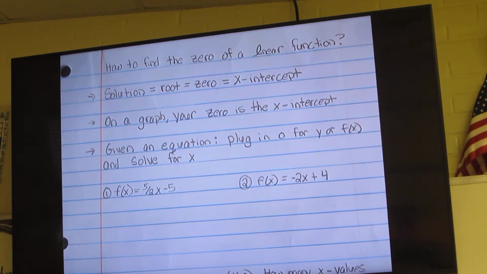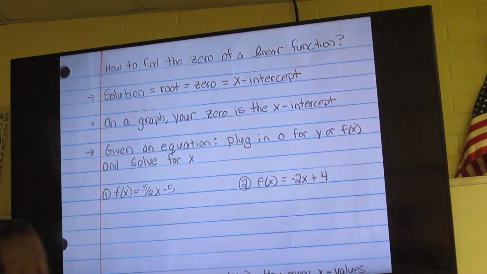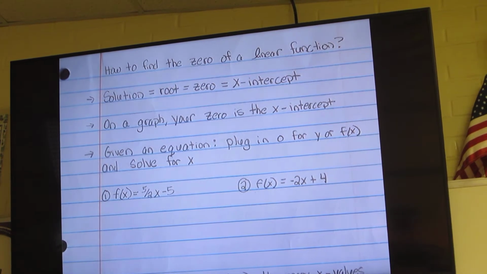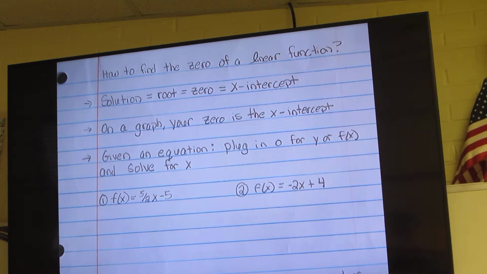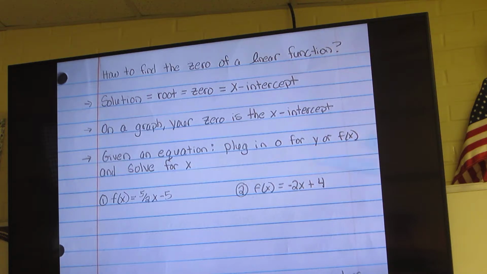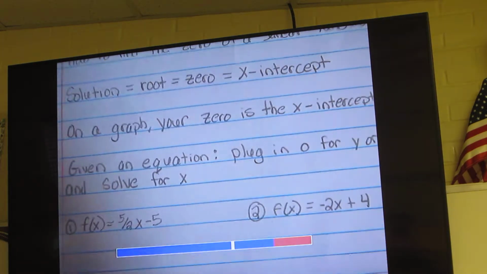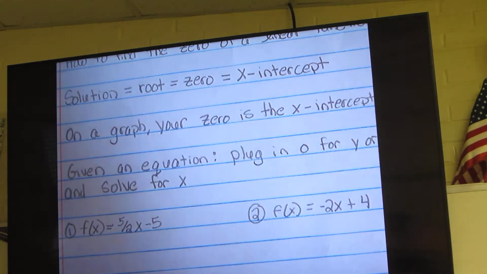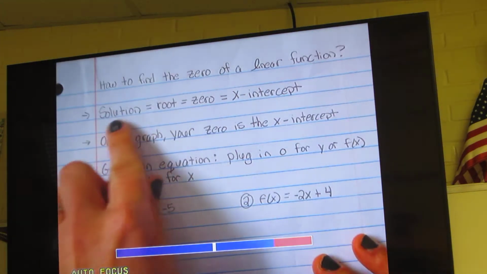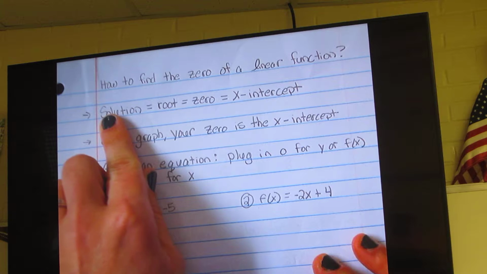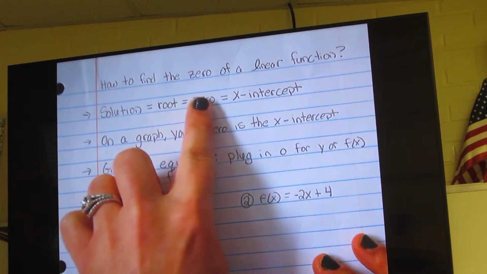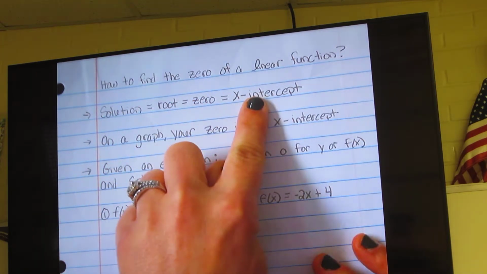Alright guys, so on this one we're going to be talking about the zeros of a linear function. And y'all, zeros of linear function, that is just a fancy way of saying what is the solution of your function, what is the root of your function, what is the x-intercept of your function. All of those things mean the exact same thing. So a solution is the same thing as a root, which is the same thing as a zero, which is the same thing as an x-intercept.